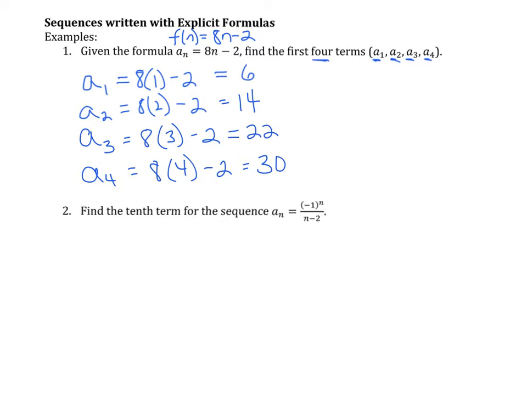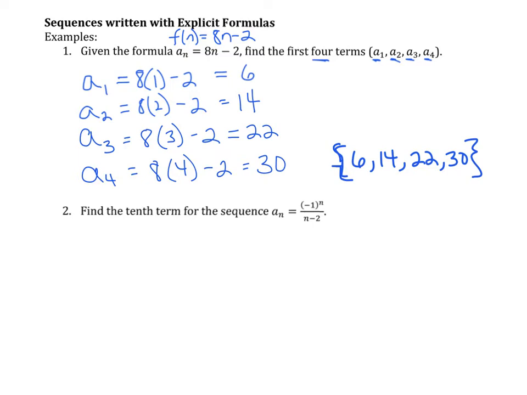Now, you can leave your answer like that, but I could also group it together. You can see that oftentimes when we name sequences, we see them in these curvy brackets. And so we could list them: 6, 14, 22, and 30 would be the first 4 terms of that sequence.